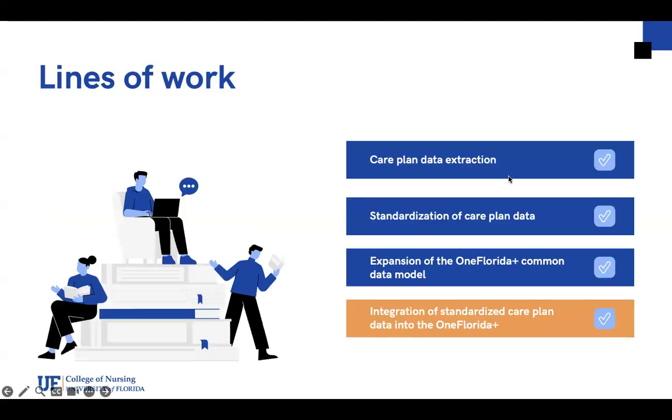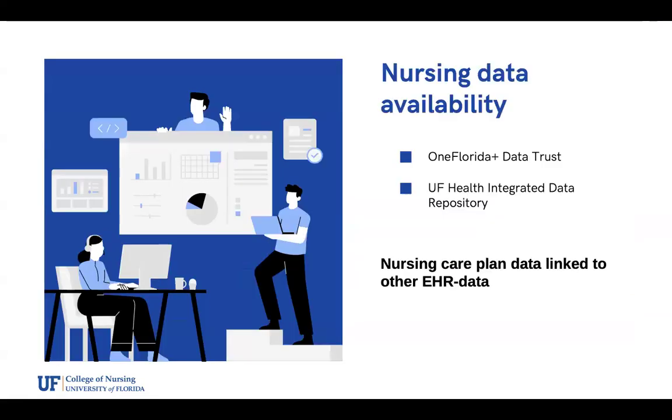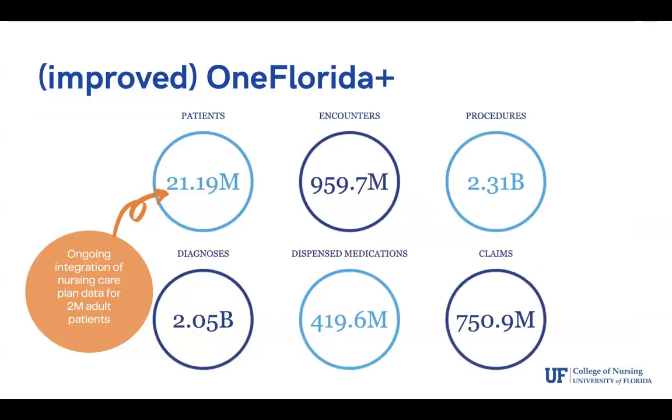And now finally, since we're done with the care plan data extraction, we have standardized the tables, and we have standardized the nursing data elements too. So the data going into the data trust is represented as NANDA, NICs, and NOCs. It's not the local term, it's the standardized terminologies. We are now integrating the data into the data trust. So the nursing care plan data is available in 2 different places, at the OneFlorida Data Trust but also at the local hospitals, and it's linked to all of the other EHR data.